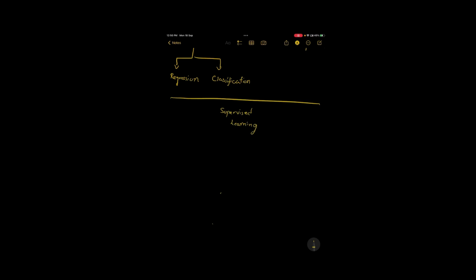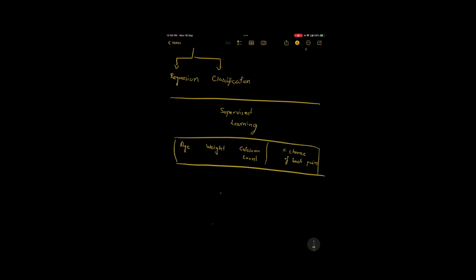Supervised learning is when we have a labeled set of data given to us. What does that mean? Let's take an example to understand. Say I have a table in which I have the age, the weight, some measure of calcium count, and percentage chance of back pain. Looking at this data or looking at these labels, it might be intuitive that age, weight, calcium count somehow correlate and help us find out what the chances of us getting some back pain are, right?